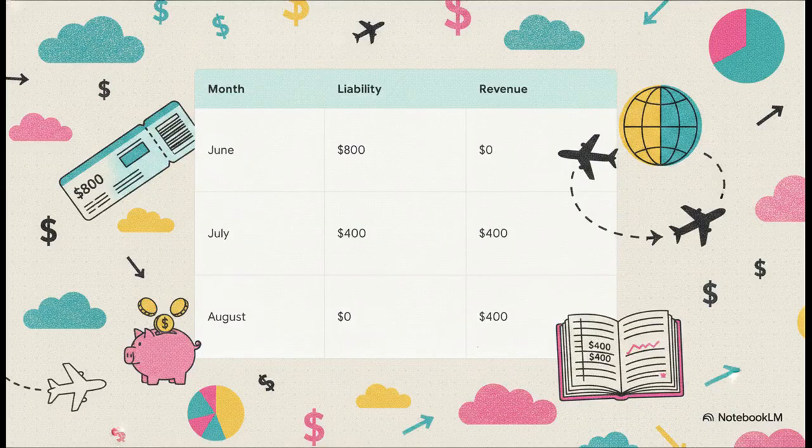Because the airline literally owes the customer a service, that $800 in cash is actually a liability on their balance sheet in June. Yes, a liability. They're entirely on the hook to do the heavy lifting later. Then we fast forward to the end of July.